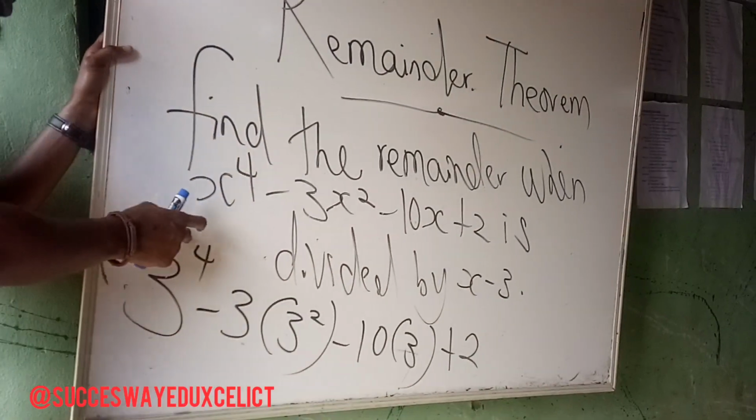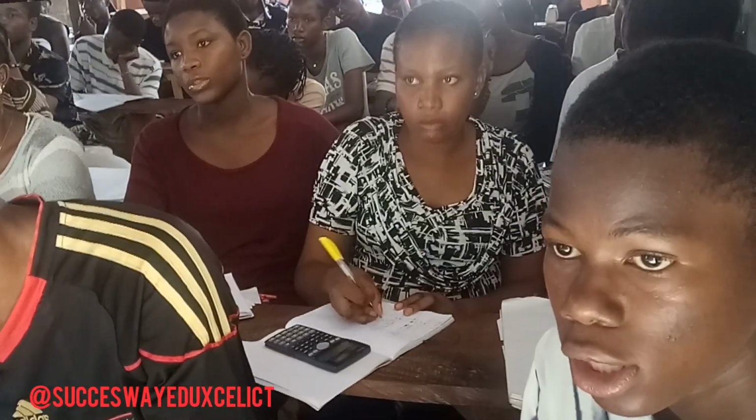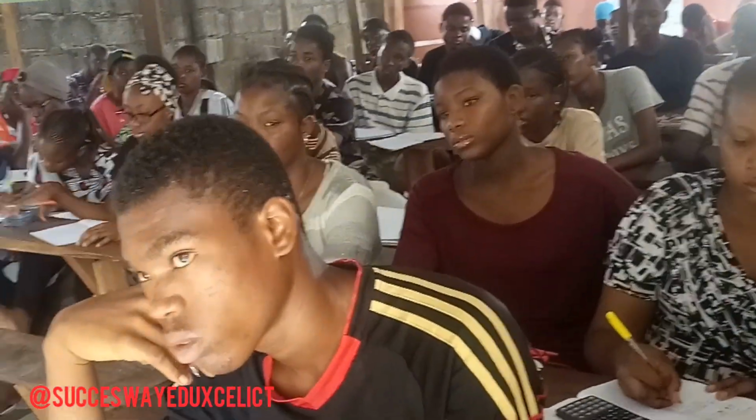Take note, 3 raised to power 4 does not imply 3 times 4. 3 times 3, 9, times 3, 27, times 3, that should give you 81. Minus 3 times 9, because 3 raised to power 2 is 9. Open the bracket, 3 times 9, that gives us 27 here. Minus 30, plus 2, 26 is the answer.